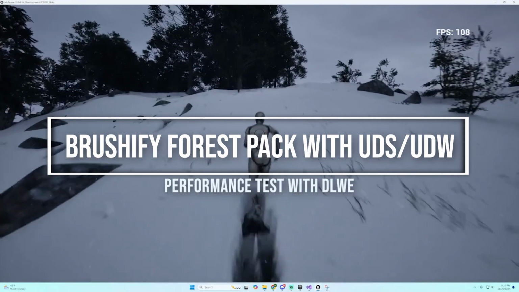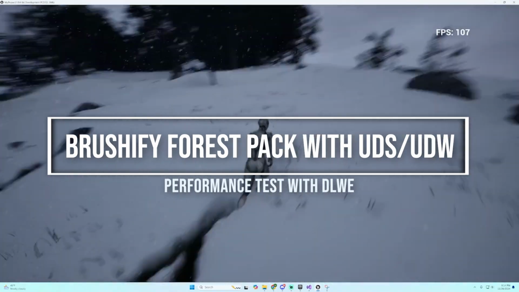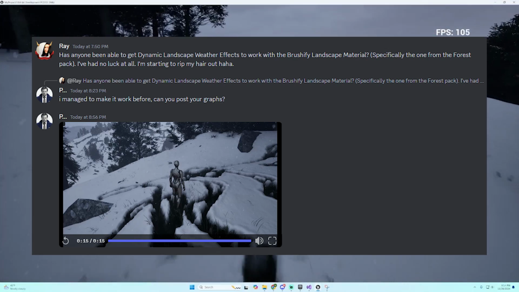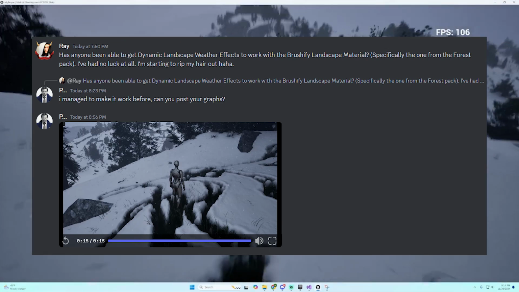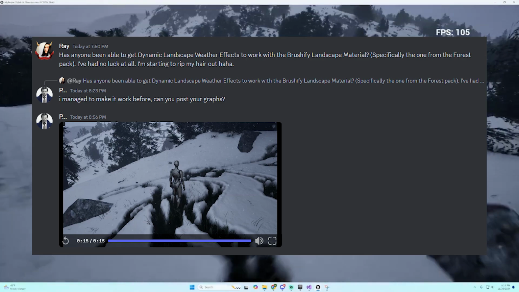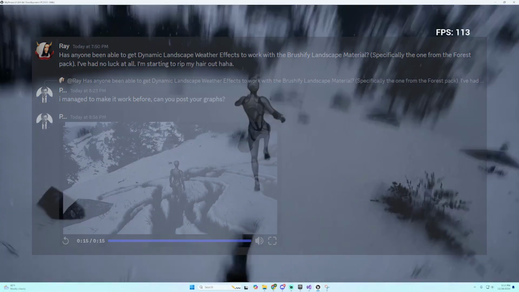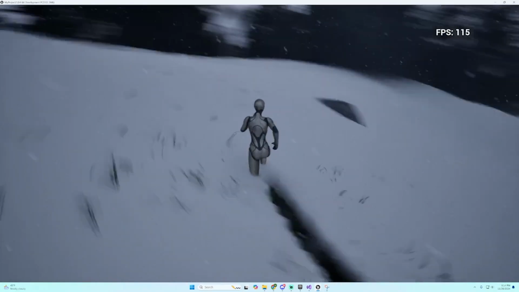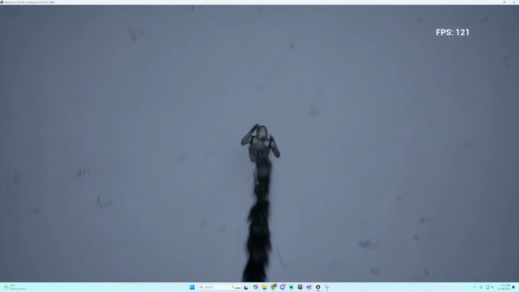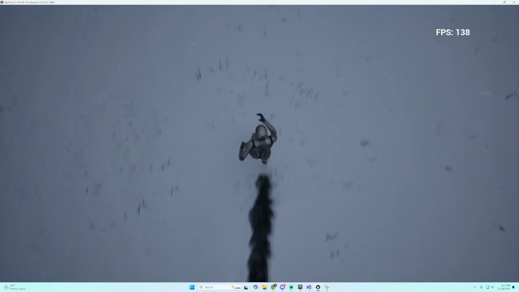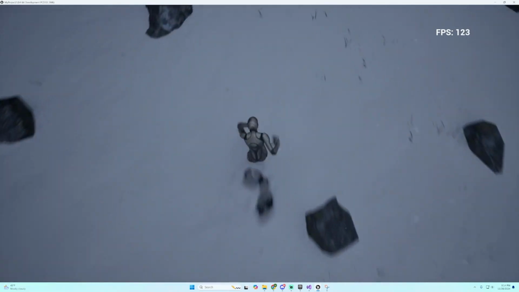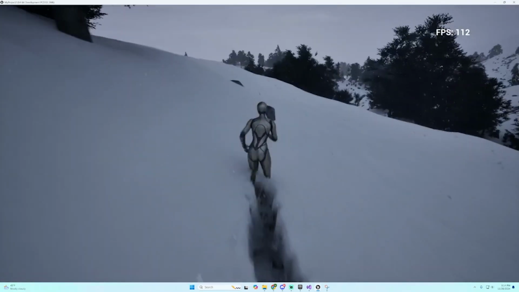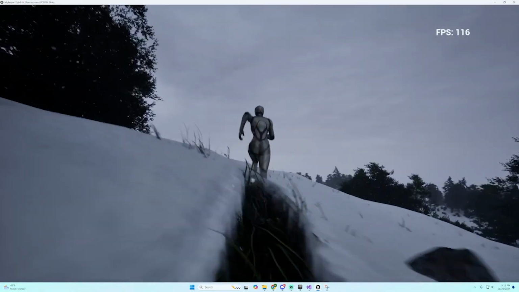So I had somebody in one of the Discords ask about making the DLWE, dynamic landscape weather effects, work with the Brushify Forest Pack. I guess they were having problems. I haven't actually heard back from them about their graphs or anything, but I went ahead and set up the Brushify Forest Pack with the non-nanite dynamic landscape weather effects, and I wanted to check the performance.